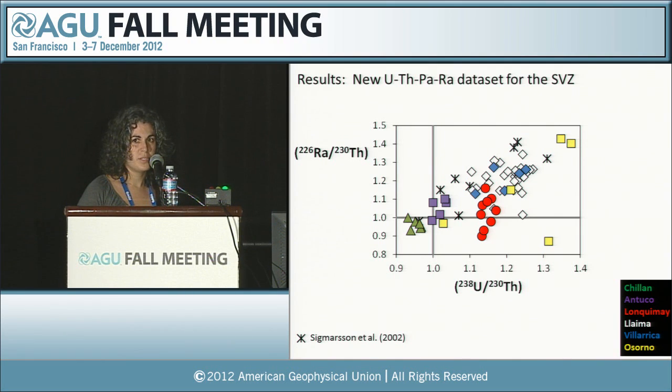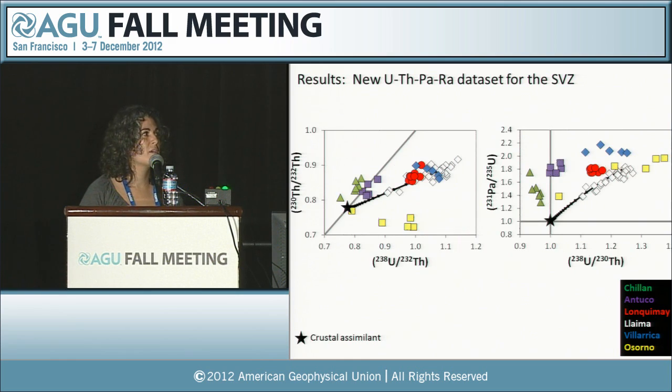So because it's really hard to tease out the mantle signal using radium-thorium disequilibria, I'm going to concentrate the rest of the talk on uranium, thorium, and protactinium systematics. So here is the data again on the equiline diagram and protactinium-uranium and uranium-thorium diagrams. And I just want to point out that besides Lonquimay, which is in red and forms a tight cluster, all of the other volcanoes seem to have intravolcano trends, which would indicate some sort of mixing process. And I'll go into detail in the next few slides.